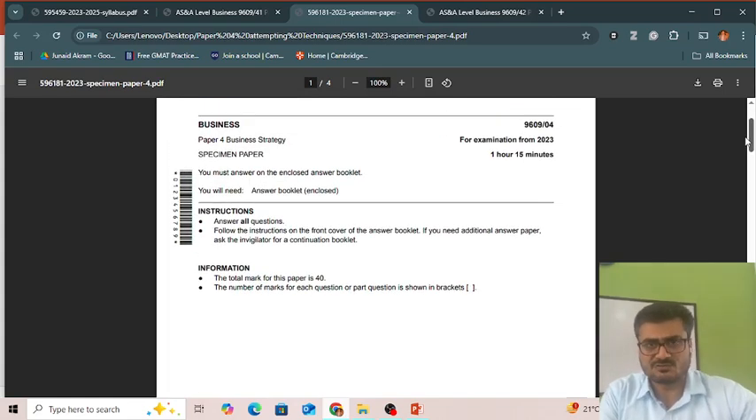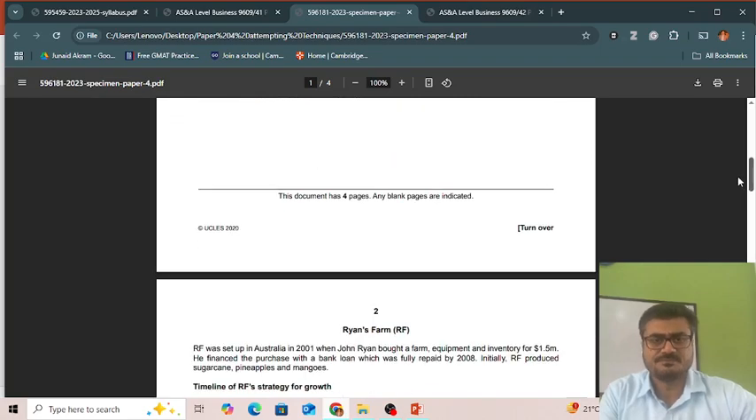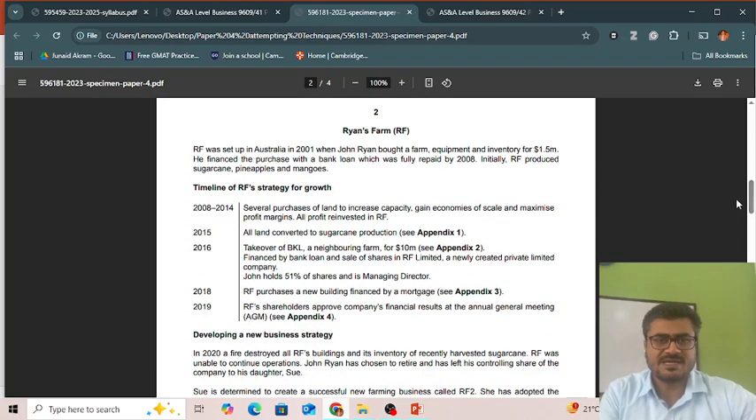So this is, as you can see, the Paper 4 Business Strategy specimen paper, and here you can clearly see the timeline of RF's strategy for growth. A timeline question is based on the years, the past years, and you will need to assess the business performance in all those years and evaluate it based on your analysis.